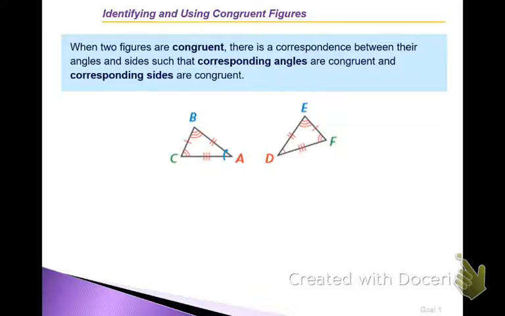So what angle is congruent to angle A? D. Not only because they're color-coded, but because how many congruent marks do they both have? 1. All right, so what would angle B be congruent with? E, because they both have, again, 3. And then what about C? F.